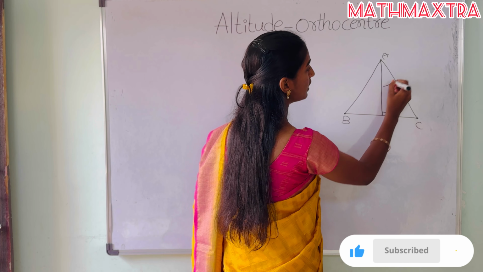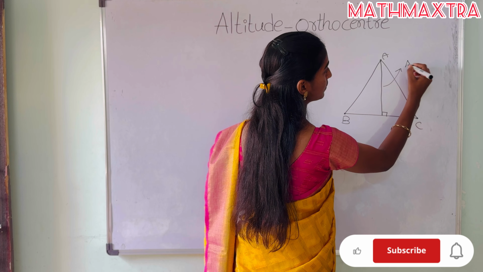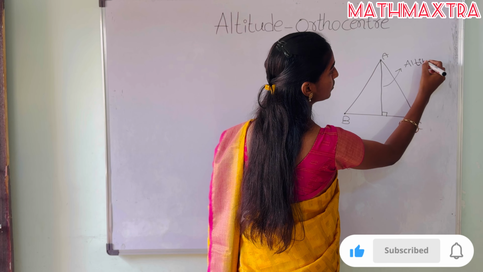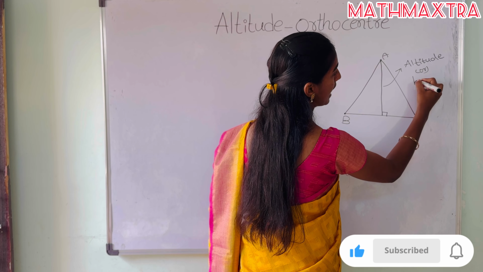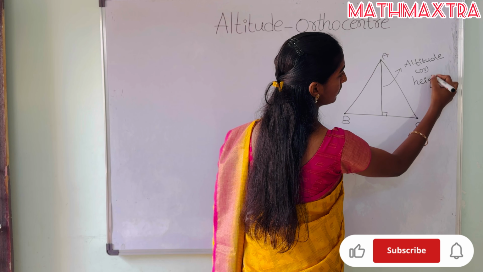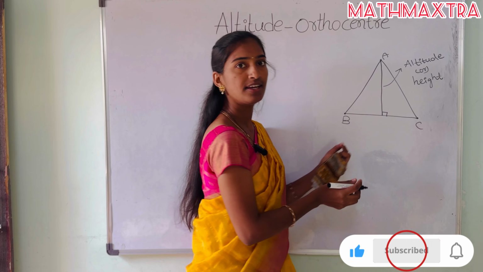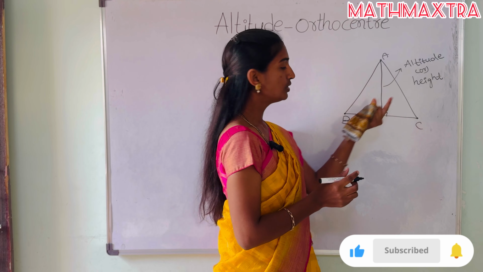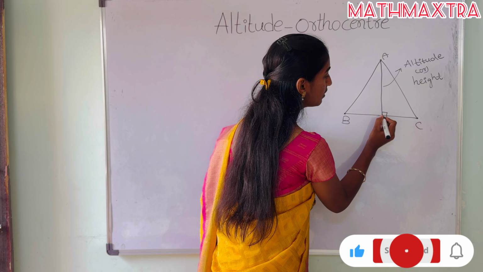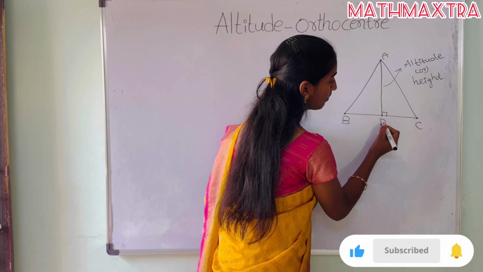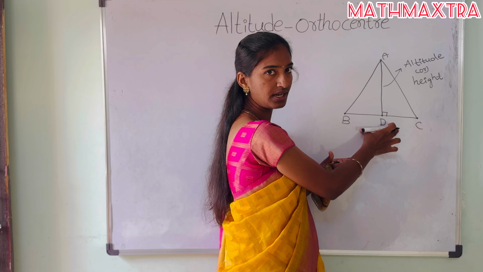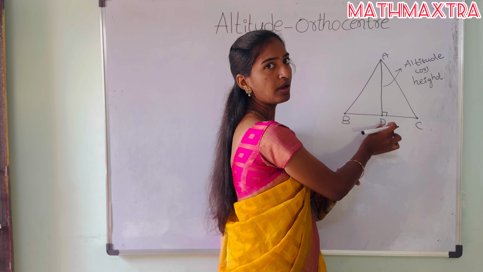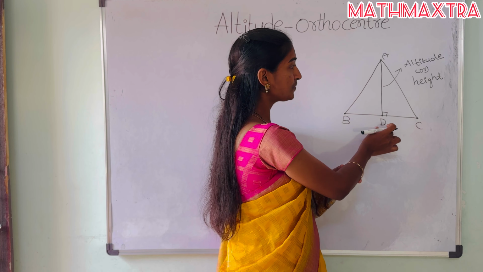So this we call an altitude. In other words, we also call it height. This is what we call the foot of the perpendicular. This is the perpendicular we are drawing onto the opposite side, and this is the foot of the perpendicular.